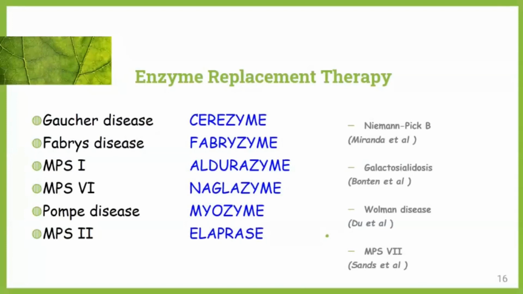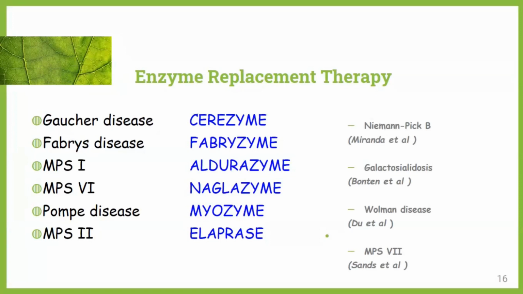So enzyme replacement therapy is now available for Gaucher disease. I have put one enzyme only for understanding. That doesn't mean that it is a monopoly. For Gaucher disease, 3-4 companies are making the enzyme. Fabry's disease, MPS 1, MPS type 6, Pompe disease, and MPS type 2: in all these conditions, enzymes are available.